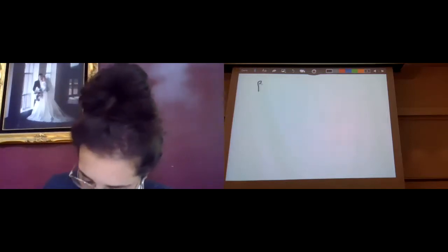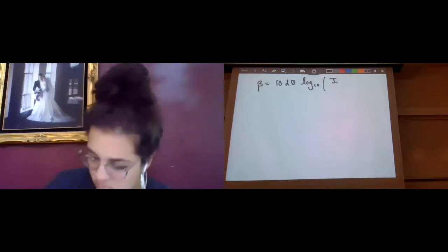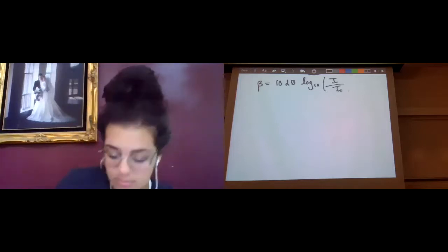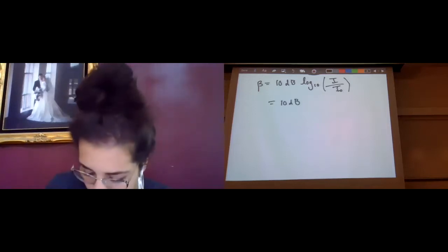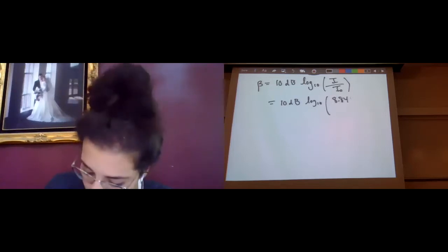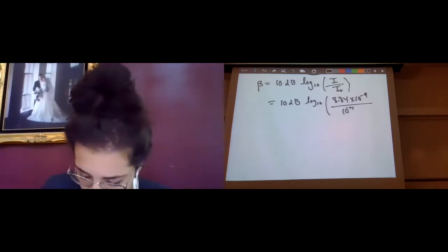For beta, we now know the sound level intensity is 10 decibels times the logarithm base 10 of the intensity divided by the threshold of hearing. So it's going to be 10 decibels times the log base 10 of 8.84 times 10 to the minus 9 divided by 10 to the minus 12.